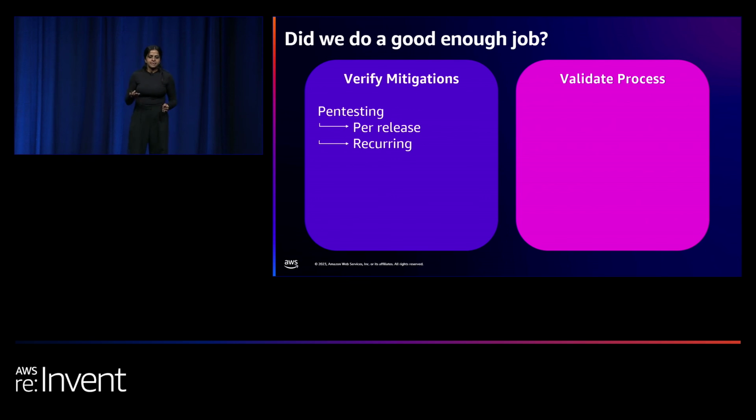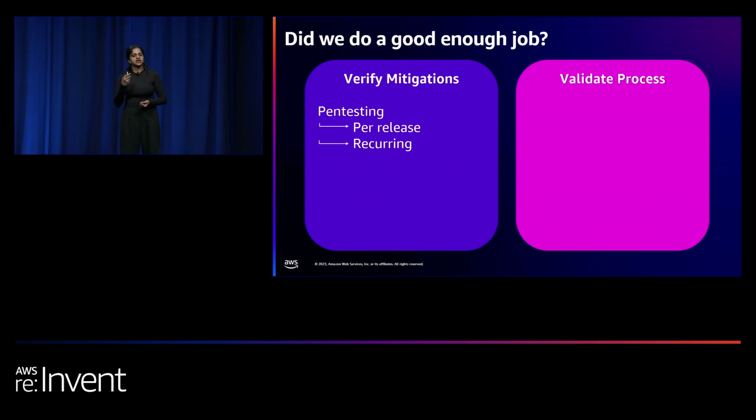And we recommend you do a pen test per release. This means anytime a new threat is added to your threat model, or removed from your threat model, you should pen test. If your use cases have changed at all, too. And then we also recommend doing it on a recurring basis, especially because generative AI is so new and evolving quickly. A recurring basis can help us keep our bases covered.